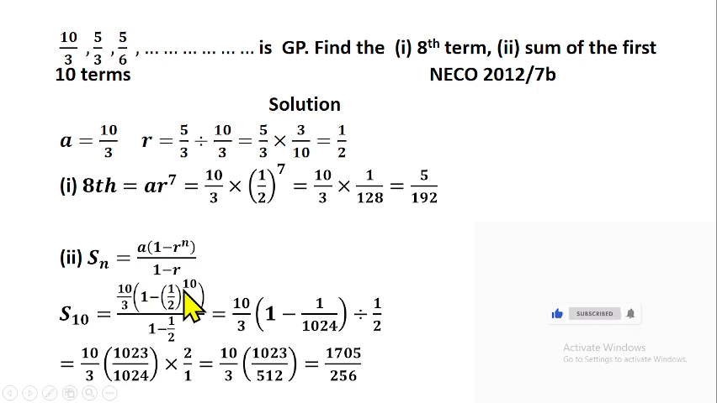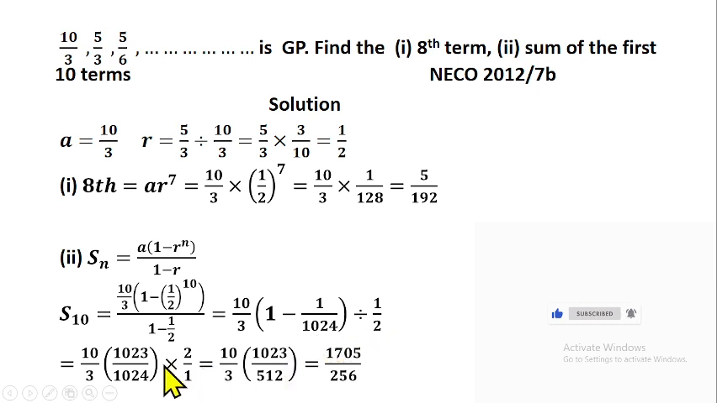So from there, we substitute. We have sum of 10 equals our first term, 10 over 3, into 1 minus our R, which is 1 over 2, raised to power 10, over 1 minus 1 over 2. From there, we can simplify further. 10 over 3 into 1 minus 1 raised to power 10 is 1, 2 raised to power 10 is 1024. Close the bracket, divided by, if you find the LCM of this, you have 1 minus half. If you find the LCM of that, that will give us a half.